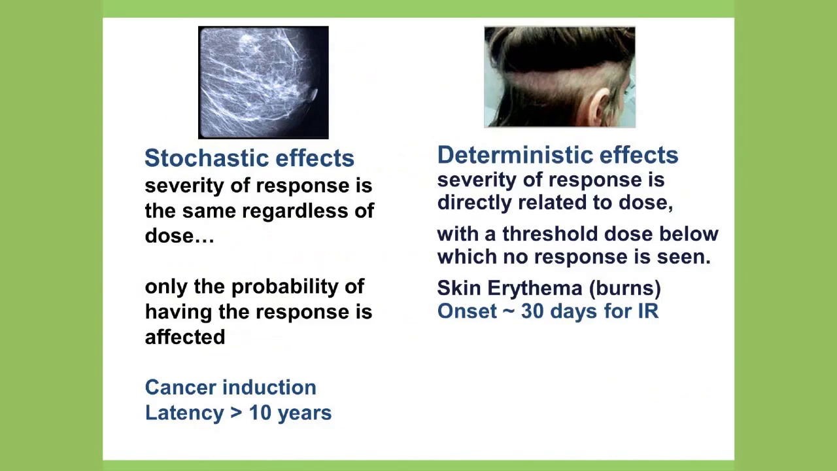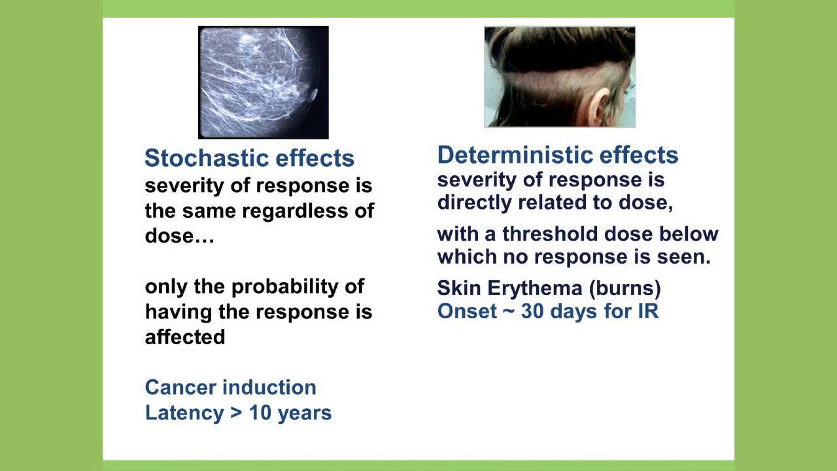The two different kinds of effects that we see from radiation are stochastic effects and deterministic effects. Stochastic effects is where the severity of the response is the same regardless of dose, and only the probability of having that response is affected. So the more dose you get, your risk goes up, but the severity of response, if you should have it, is no different. And here we're talking about cancer induction. So there's a risk of cancer induction from any dose, at least in terms of what we expect in radiation protection, but the risk of that cancer goes up with your lifetime dose. But the effect would be the same regardless.